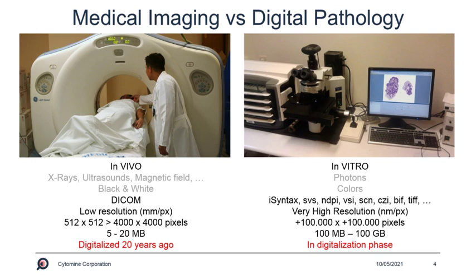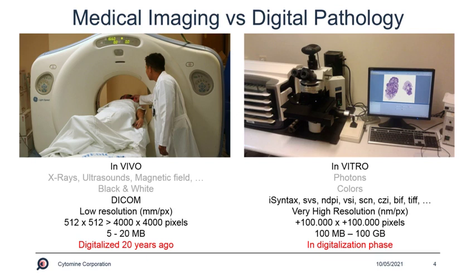The main difference between the two, beyond the fact that medical imaging is in vivo and pathology is in vitro, is the resolution at which the images are taken. In medical imaging, the resolution is quite low, of the order of 1 mm per pixel. In digital pathology, we work on scales of the order of the micrometer or the nanometer per pixel, as the aim is to mimic the microscope.